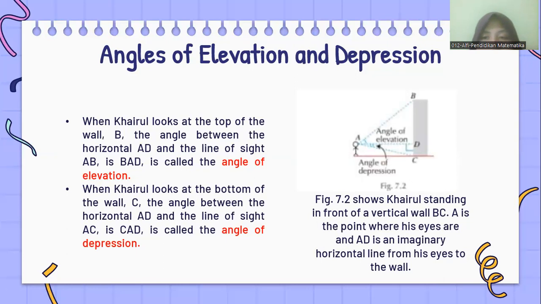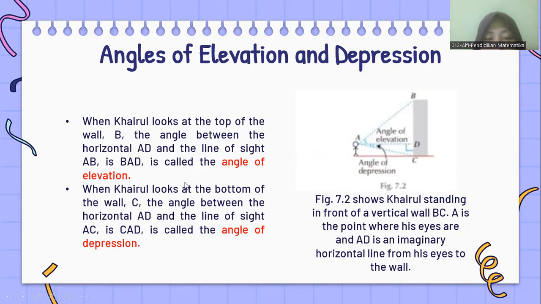Angle of elevation and depression. When Hyrule looks at the top of the wall, B, the angle between the horizontal ID and the line of sight IB, which is angle BID, is called the angle of elevation.